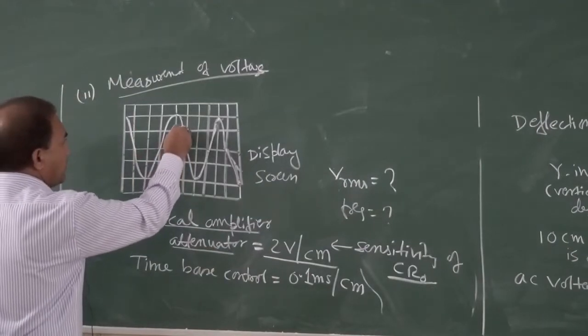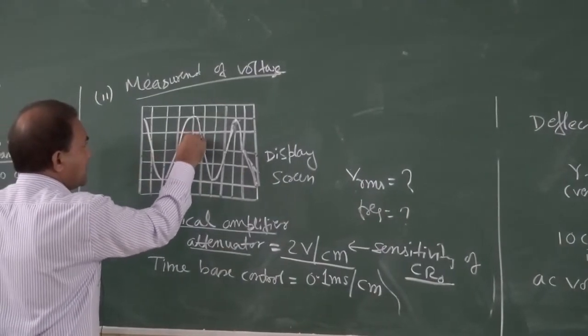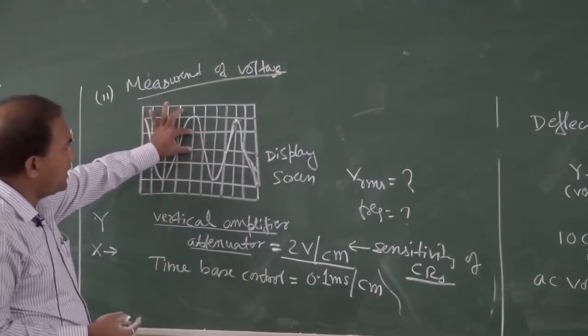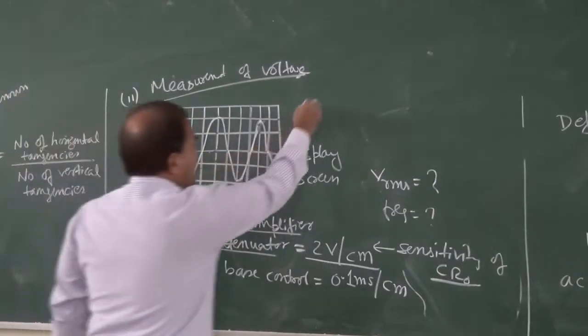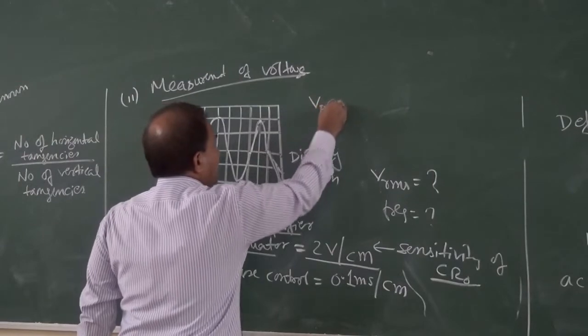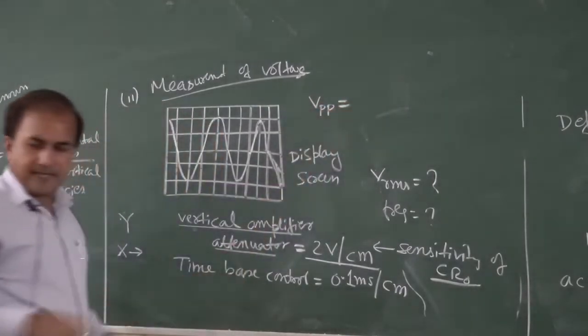This is 1 centimeter. This is a complete 1 centimeter. Okay. Now we can measure V peak to peak. What is V peak to peak?